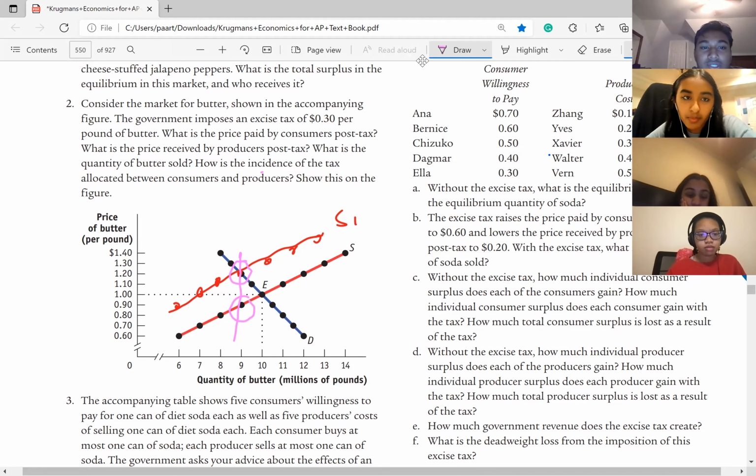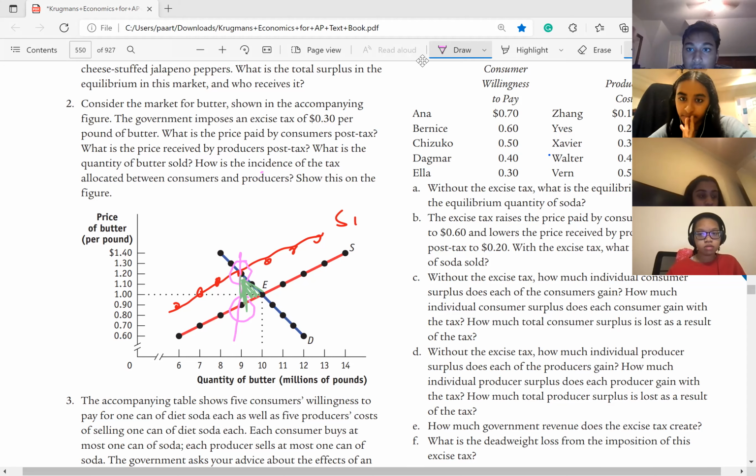And then for the last question, it says, how is the incidence of the tax allocated between consumers and producers? So when they're talking about allocation of resources, they're usually referring to, are your resources best fitting the demand of the consumers? And in this situation, the answer would be no, because there's a deadweight loss, right? In this triangle right here. So that means your resources aren't being allocated wisely, and that you could have used those resources for another consumer, and producers could have benefited more from it at equilibrium price.